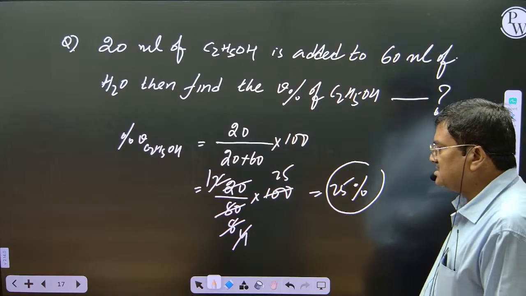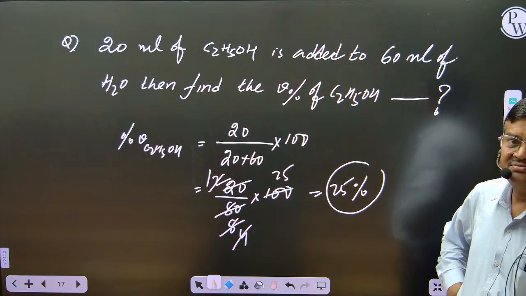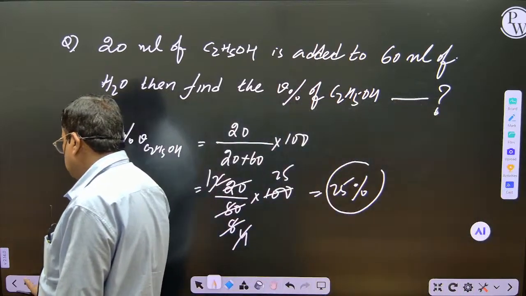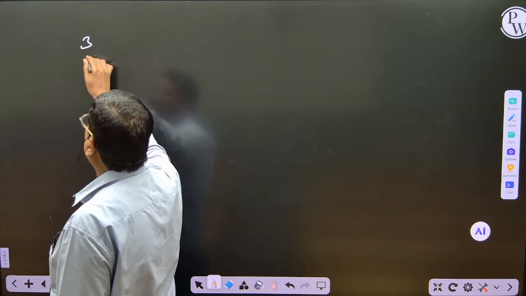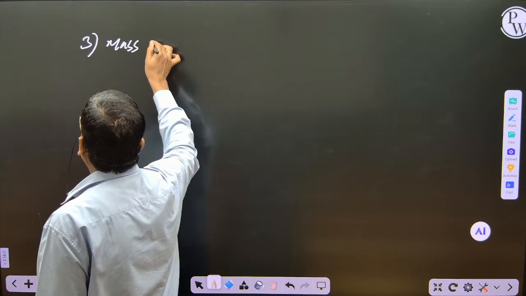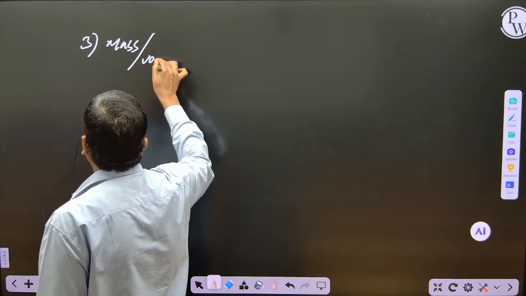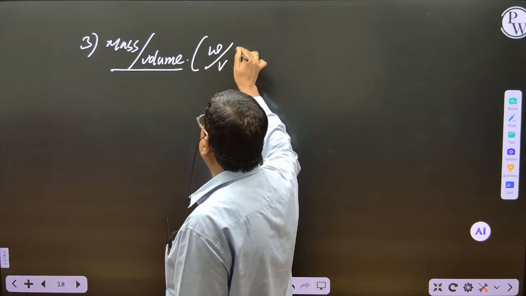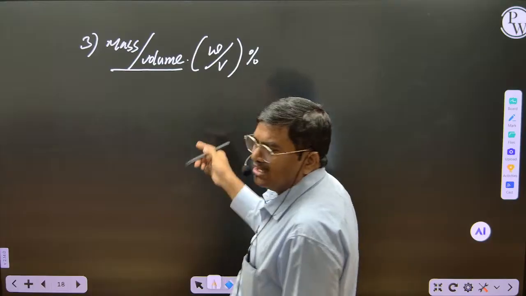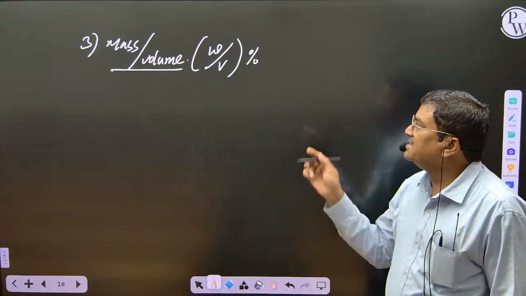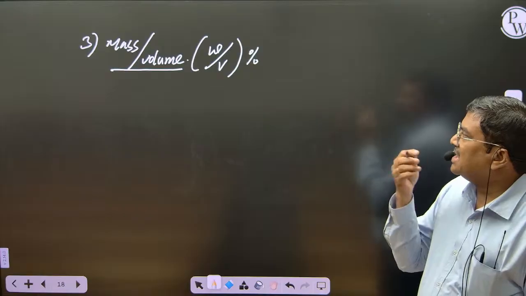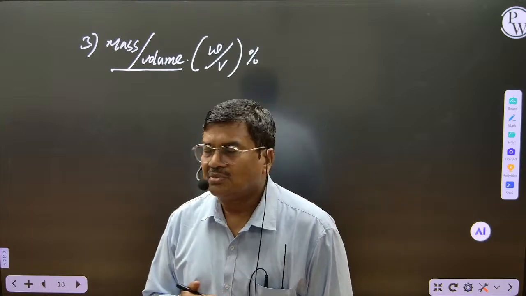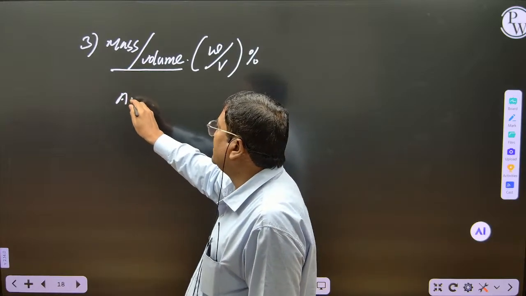Right, third concentration. Copied all of you? Simple, no? Now we go for the next one, mass by volume percent. Are you following me, everyone? You remember this is shown with the symbol in textbooks like this: W by V. In the textbooks when you see W by V, in exams also they represent like this. So what is mass by volume? The amount of solute present in 100 ml of solution.